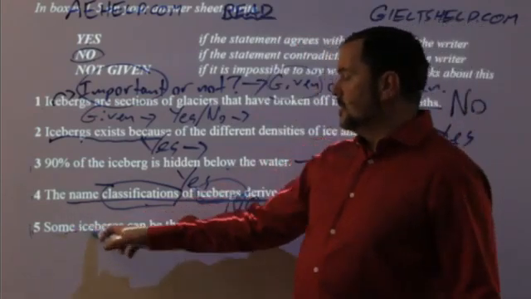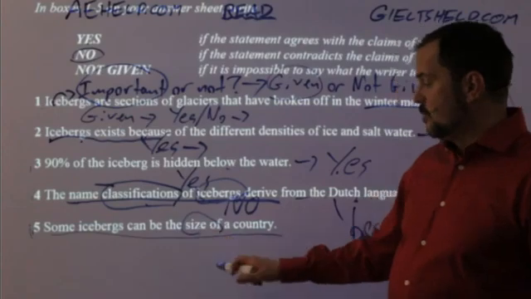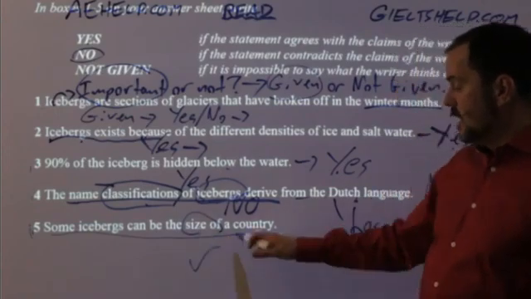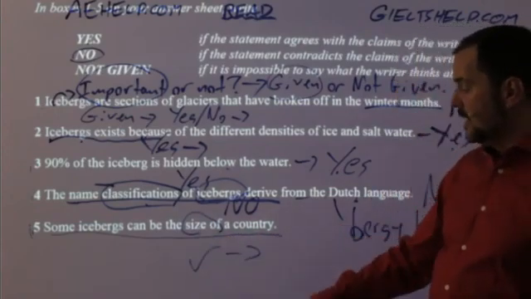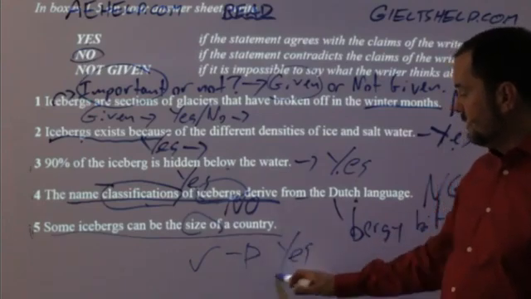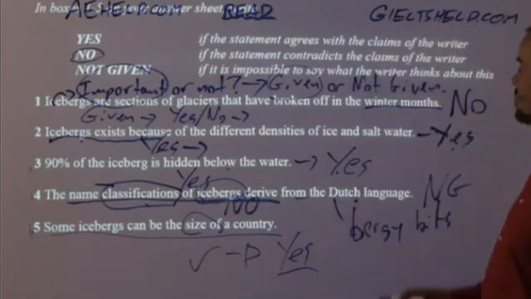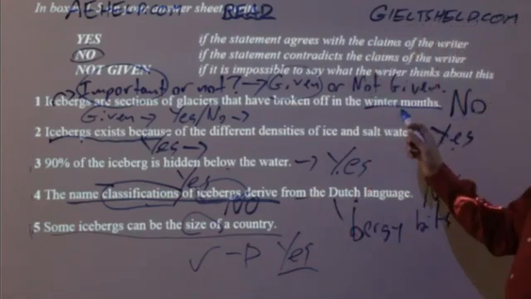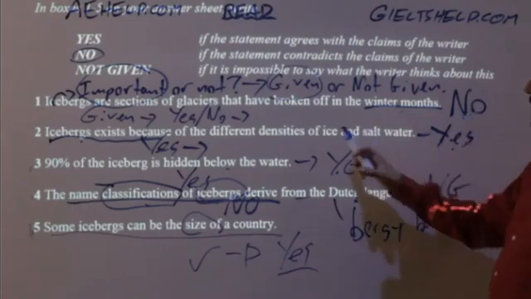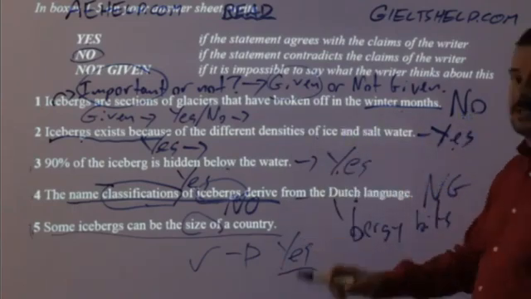Some icebergs can be the size of a country. So size, important, yes. Can they be as big as a country? It said the country of Belgium. So definitely yes. If you were visualizing this, that was quite easy. So no, because winter months. Okay, no, yes, yes, not given, and yes.